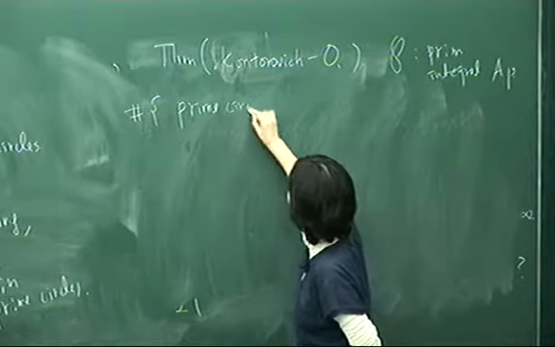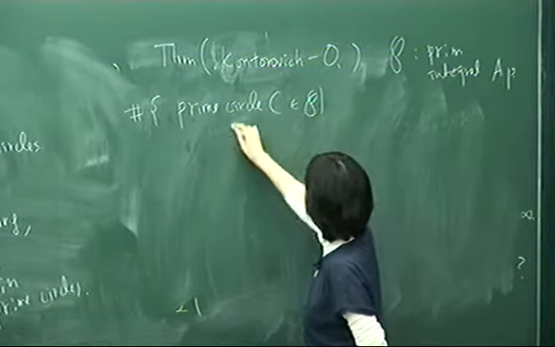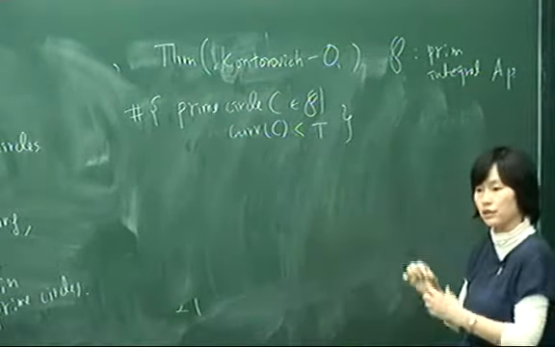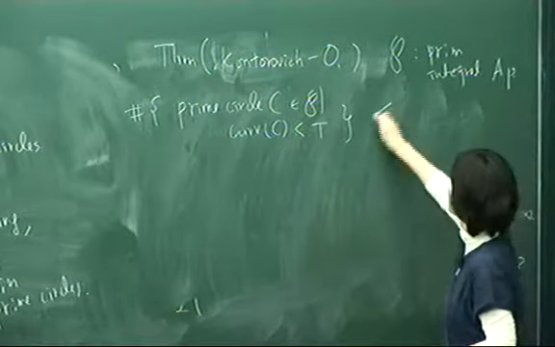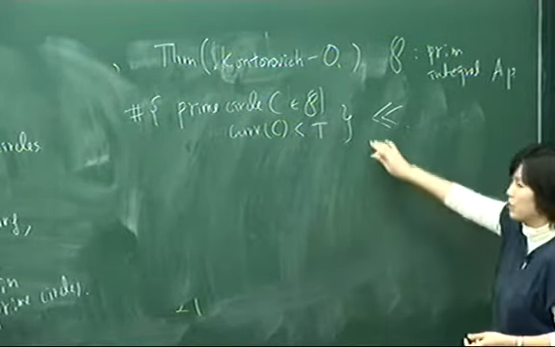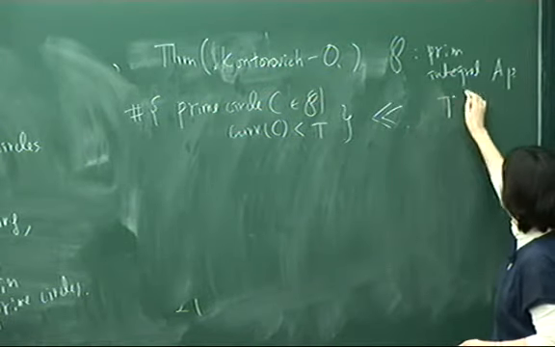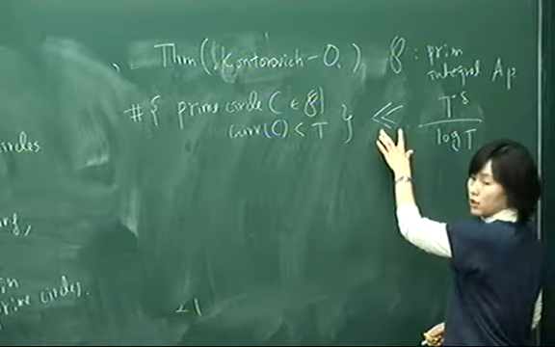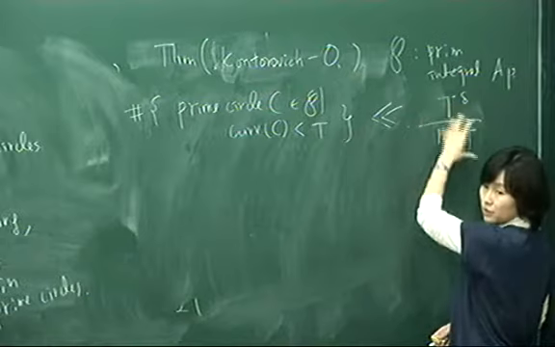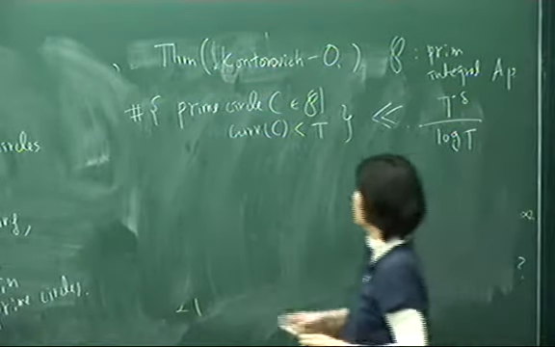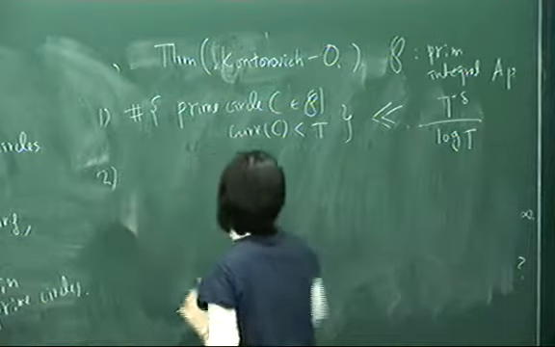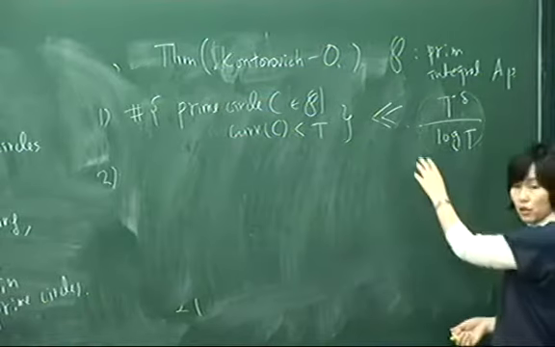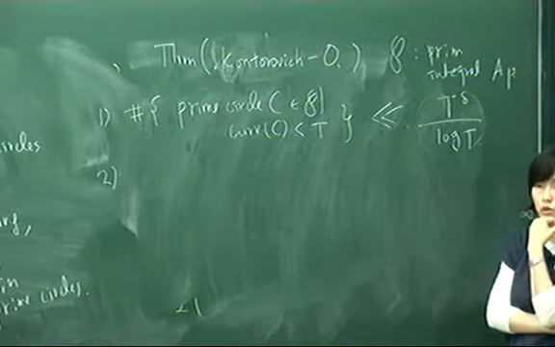So look at the prime circles C in P of curvature less than T. So look at all the prime labelings which are less than T, and then we show that its number is bounded above by a constant times T to the delta over log of T. This notation means it is less than some constant times this, for all T. Okay? And this is in fact the optimal bound.